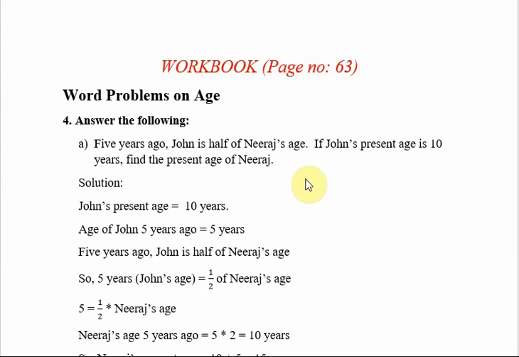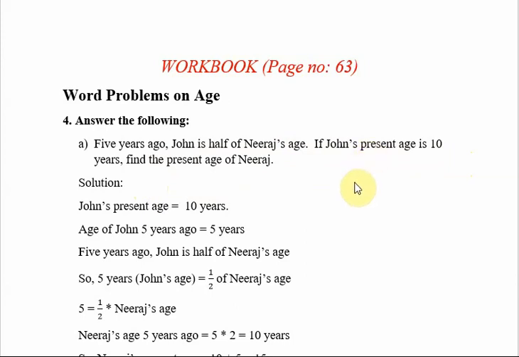That means Neeraj's age will be double of John's 5 years ago. 5 years ago means before 5 years. Suppose it is 2020 now, then 5 years ago is 2015. So 5 years ago, John is half of Neeraj's age. If John's present age is 10 years, find the present age of Neeraj.